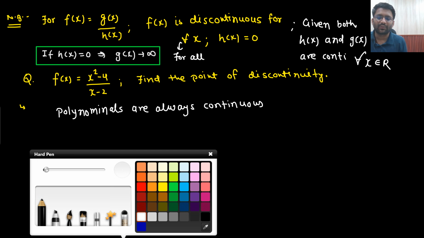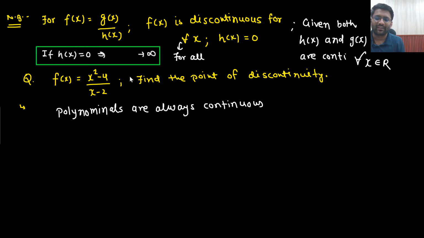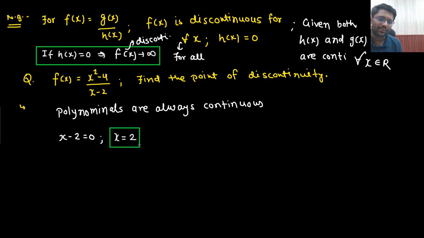Sorry, not g(x), sorry guys, big blunder. If h(x) becomes 0, then f(x) will tend to infinity. That means f(x) will become discontinuous. So if these kinds of questions are given, just put the denominator equal to 0. So the denominator equals 0 means at x equals 2, f(x) will be discontinuous. That's it. This is the answer.